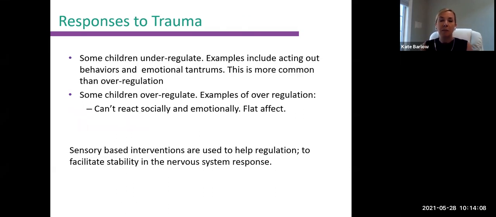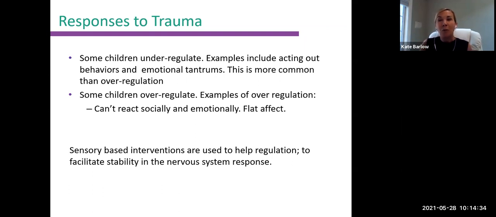So how do children respond to trauma? Well, most children underregulate, but children can underregulate or overregulate. So children who underregulate may have a lot of acting out behaviors and emotional tantrums. Children who are experiencing this have a lot of aggression, they have difficulty sleeping, they may have increased anxiety.